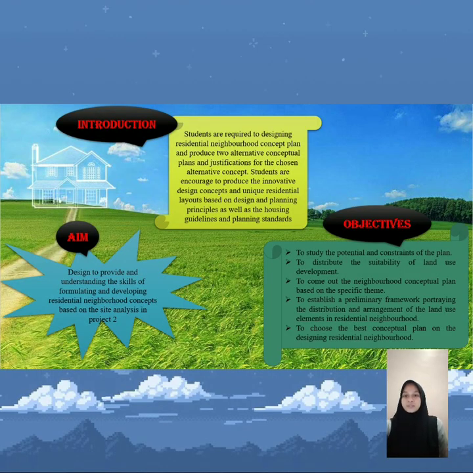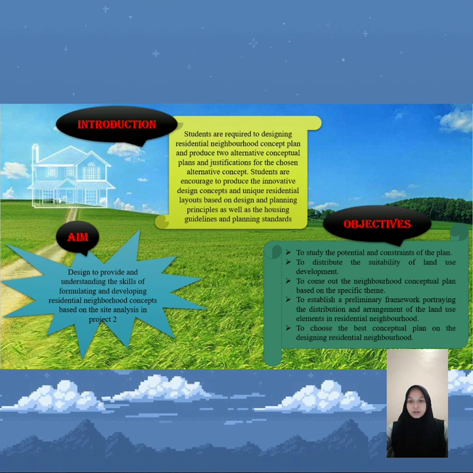Introduction. In this project, students are required to design a residential neighborhood concept plan and produce alternative conceptual plans and justification for the chosen alternative concept. Students are encouraged to produce an innovative design concept and unique residential layout based on design and planning principles as well as the housing guideline and planning standard. The aim is to provide an understanding of the skill of formulating and developing a residential neighborhood concept based on the site analysis in Project 2.